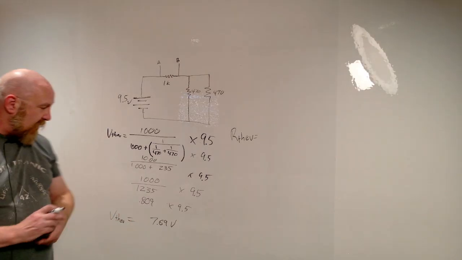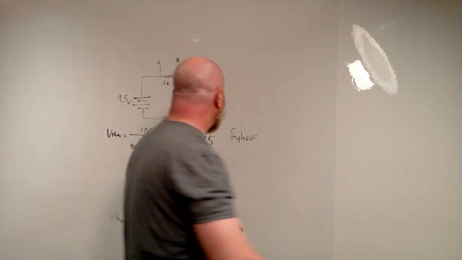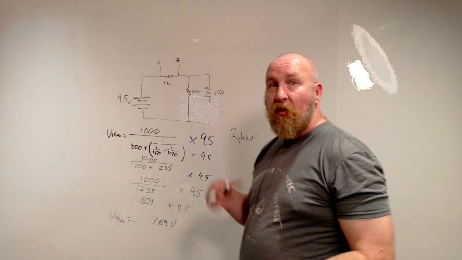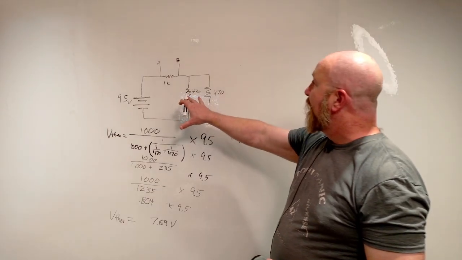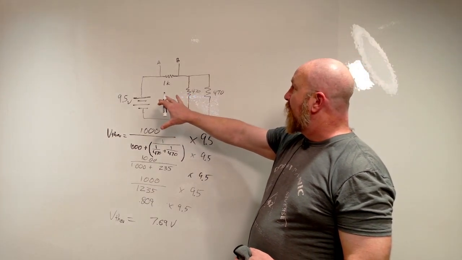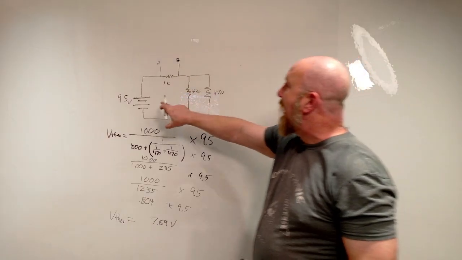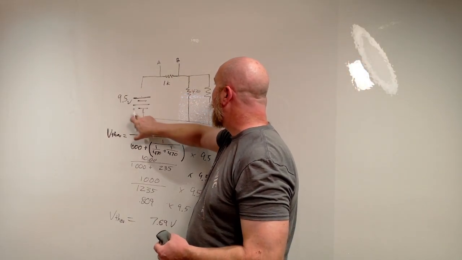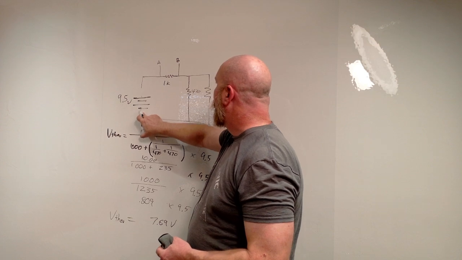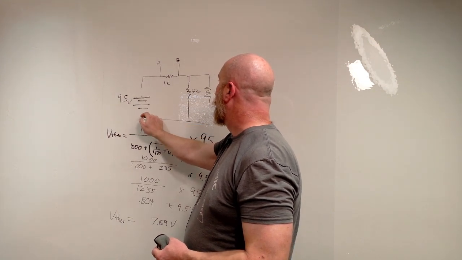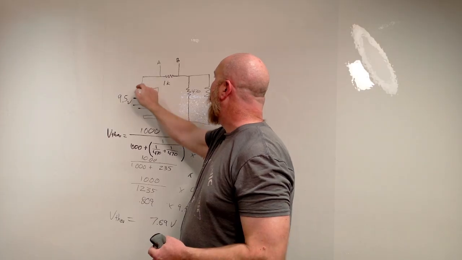Now let's talk about RThev. For RThev, what we need to do is find the resistance, but we need to short out the battery. So we're going to take this, break the battery out of it, and we're going to short around that.